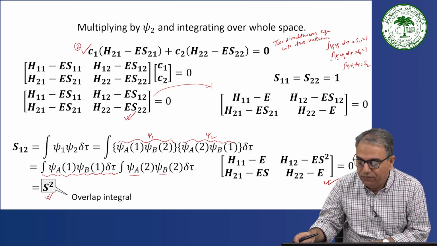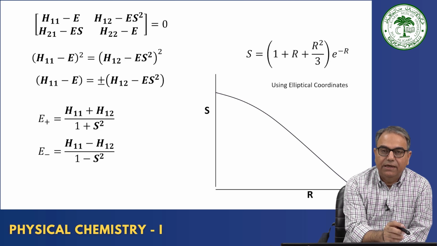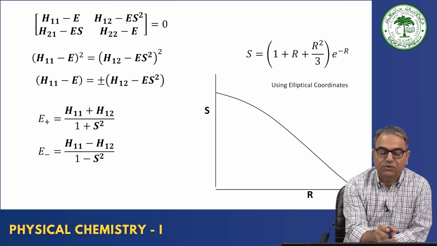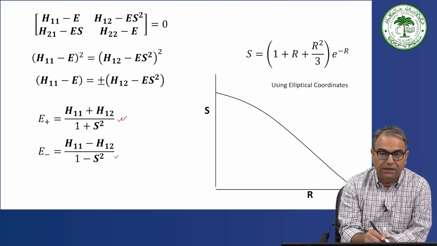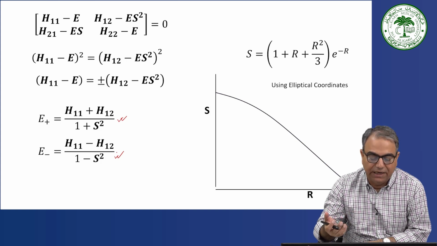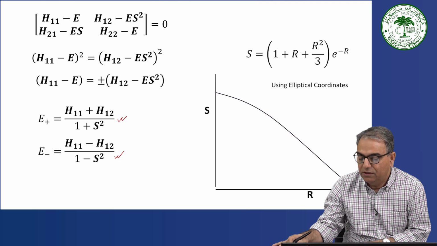Now if you use this, then what do you get? What you get is that H11 minus E squared minus H12 minus ES square squared equals zero, so H11 minus E you can write as plus or minus H12 minus ES square. With the plus sign, this will be one energy level, E plus, and E minus will be another energy level. We don't know whether the energy is high or low. But we got two energy levels.